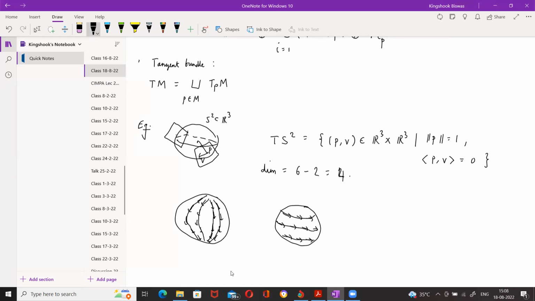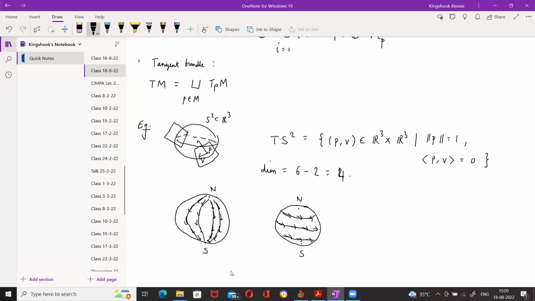Of course, notice one small point here, which is really a topological point, that on this two-sphere, this vector field, if you want it to be continuous, has to vanish at the poles here, at the north and south pole. This vector field has to vanish here if you want it to be continuous. Similarly, this one also has to vanish at the north and south poles. Can you see that, right?